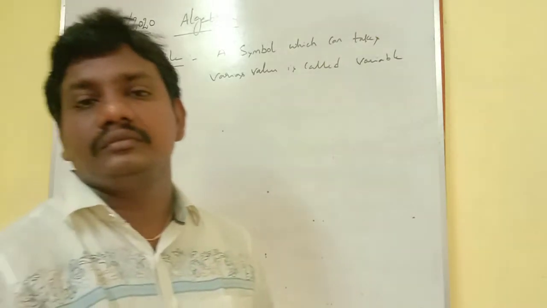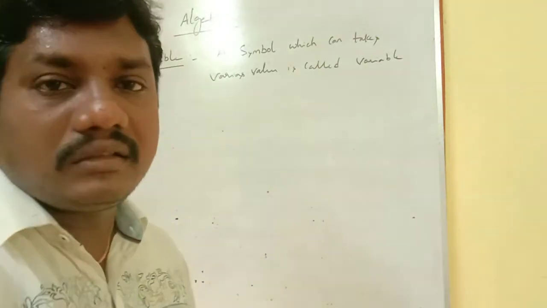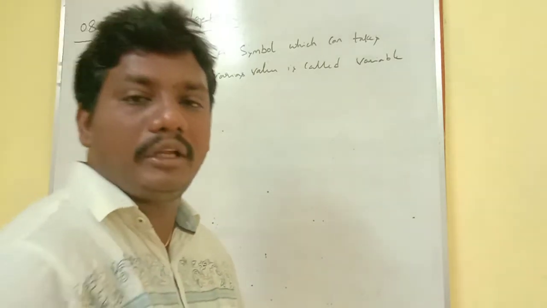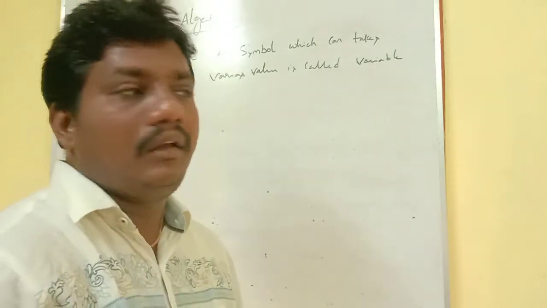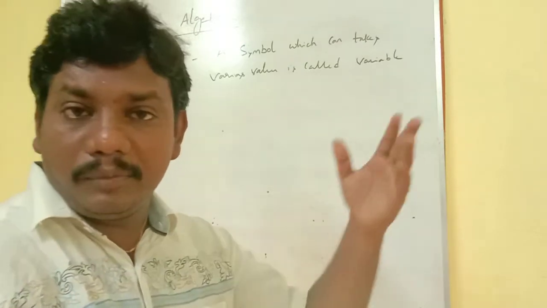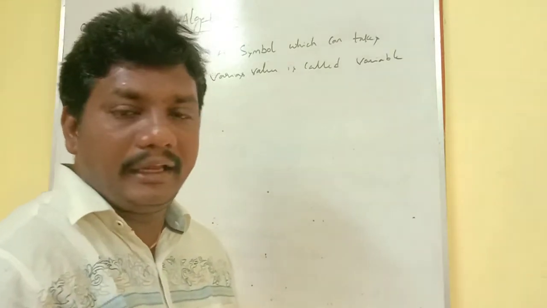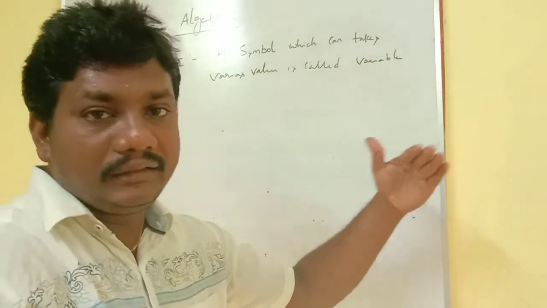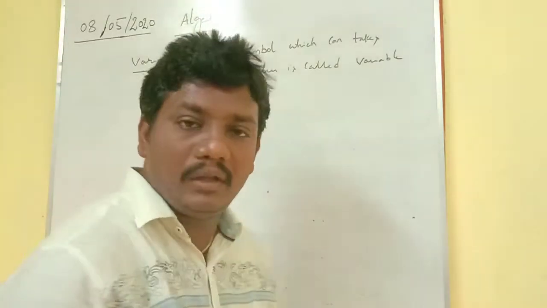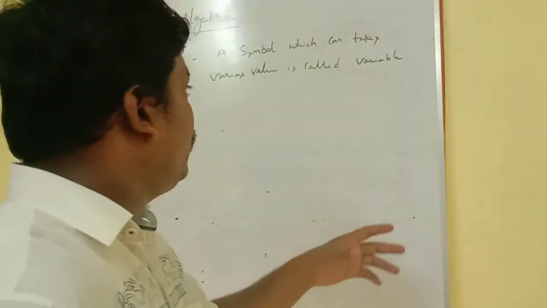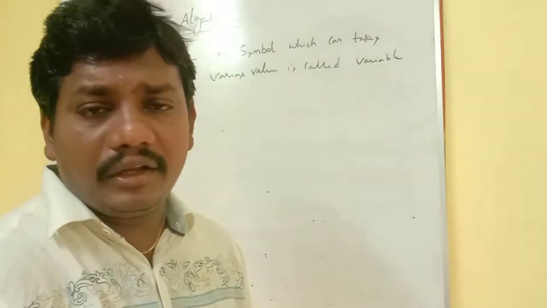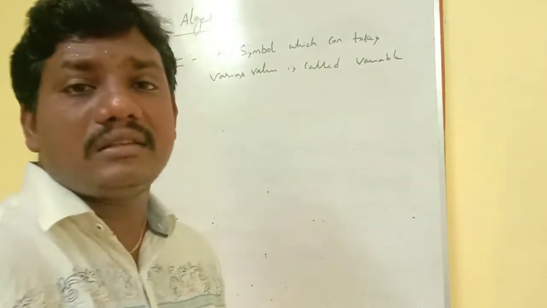So the best example: the rates of vegetables in our market vary from time to time. Day to day it varies, and the cost of provisions, weather report, temperature. In a day the various readings of temperature are also known as variables. So a variable is a symbol which can take various values. Generally we are taking variables as alphabets.